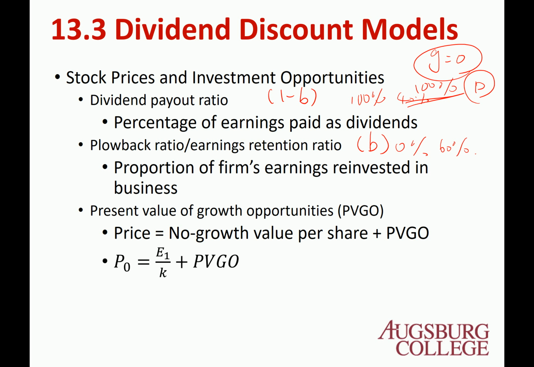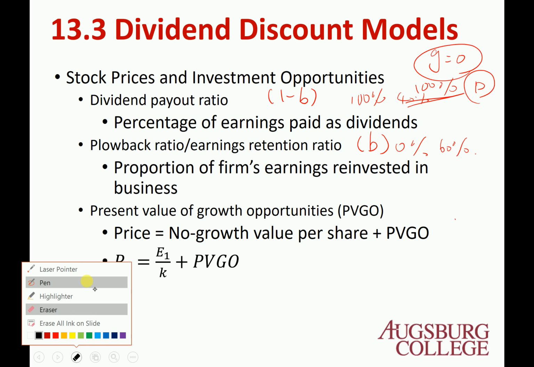So suppose there are two firms here. One firm has no growth, and suppose they pay a dividend equal to $2, and the K is 8%, and no growth. So the price P0 equals $2 divided by 8%, which is $40. Oh, I'm sorry. This is not the example. Let's change the example.